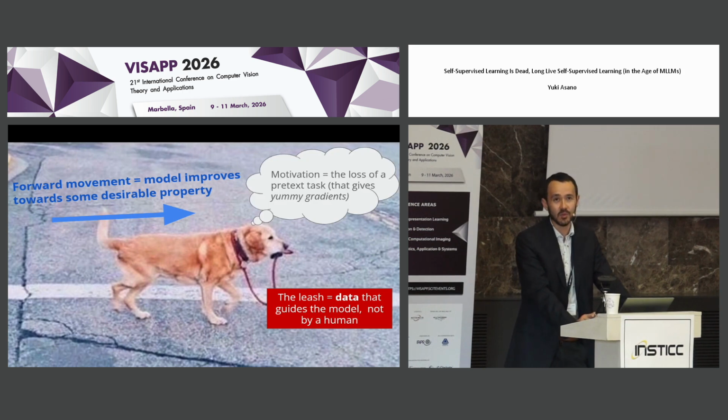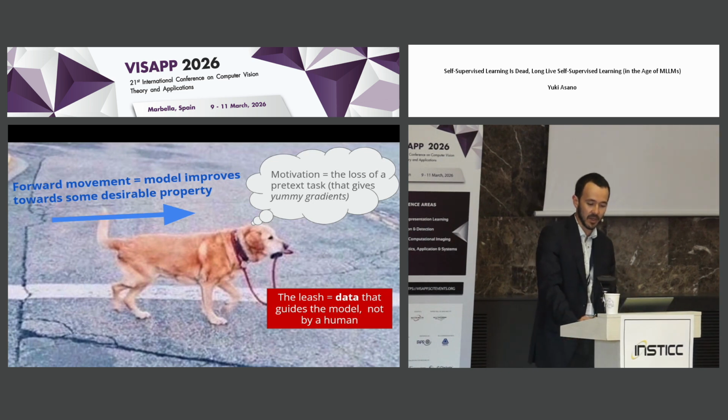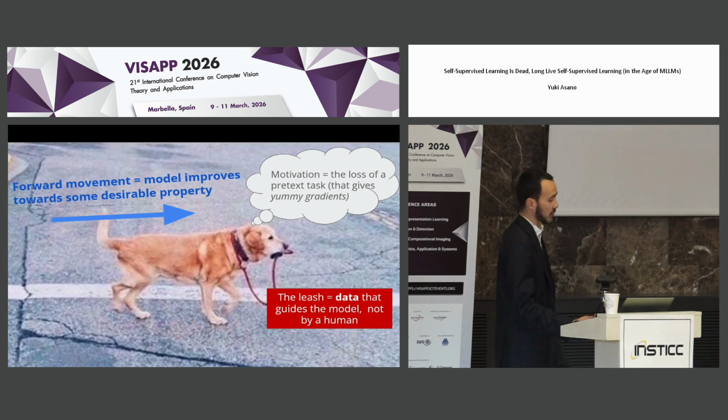And then why the dog or why the model is moving the way it does, that's the motivation, that's the pretext task. So that is something that involves a loss function. If you want to train a neural network, you need to have some cost function which has a derivative in order to update the weights. And we'll talk a bit about what kind of loss functions we get there. But the main thing is there's no human.